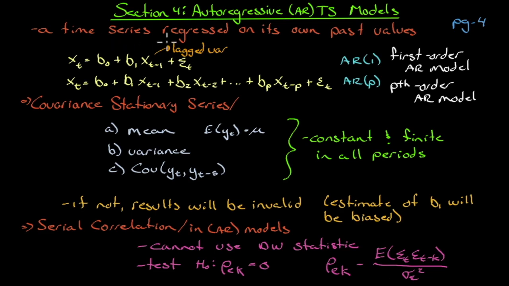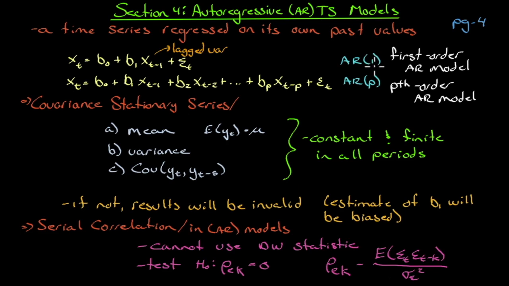An AR model is a time series regressed on its own past values. That's why it's called autoregressive, because it's regressed on its own past values, a lagged variable of the dependent variable. So x_t equals b naught plus b1 x_(t-1). So GDP in this quarter is some function of GDP last quarter. Well, I shouldn't say some function, but we're modeling it as that the value last quarter has something to say about the value this quarter. That is an AR1 model, a first order model.